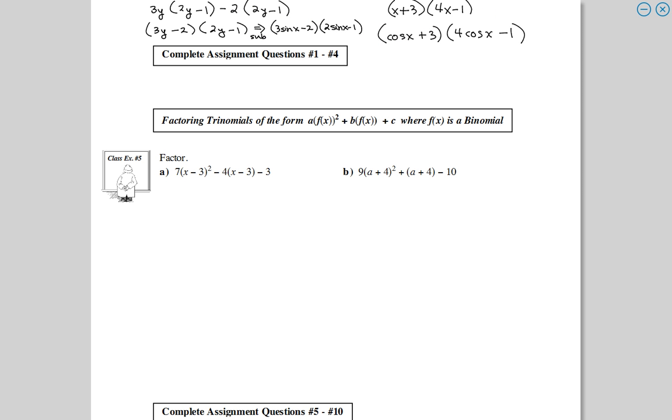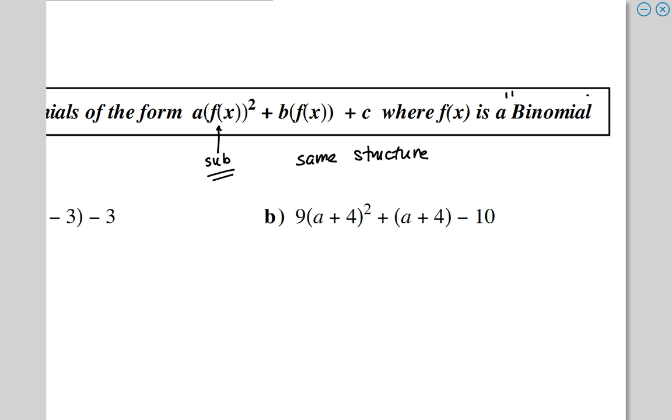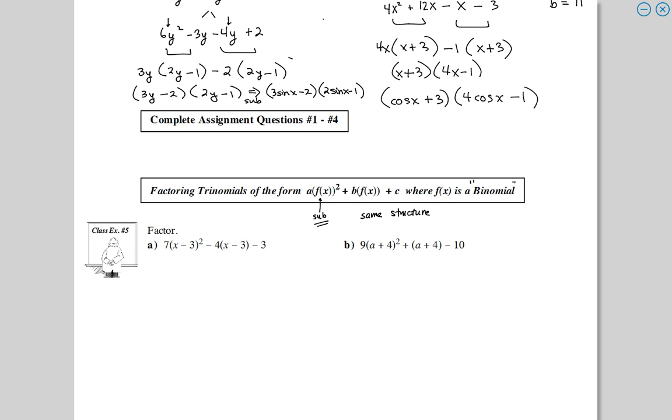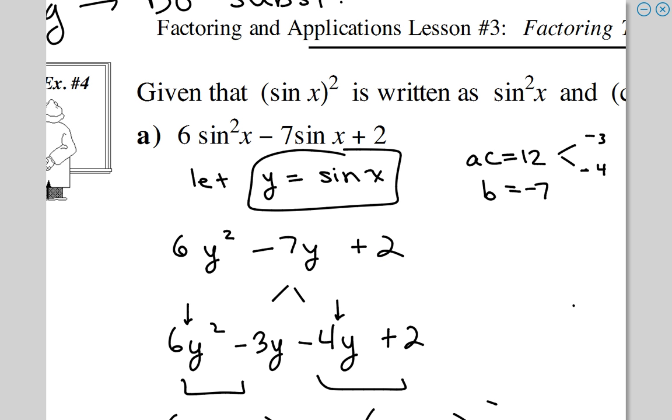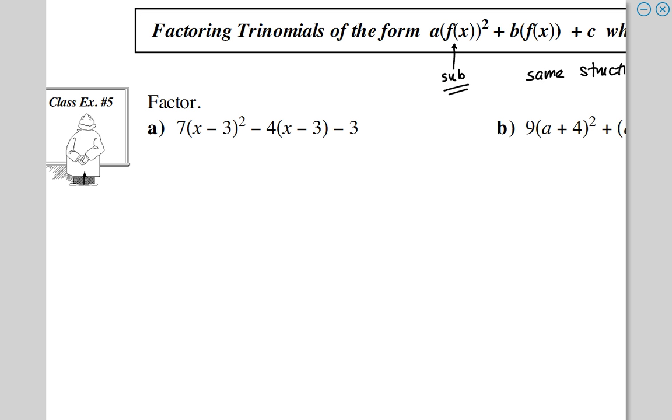Okay, now factoring when this function's a binomial. So again, same kind of structure. This is the substitution that we've been doing. Same structure. So we have the same factoring patterns. Okay, but this time we have a binomial. So no different than if it's sine. I could put log in there. I could put any function I could think of. It does not matter. The factoring is still the same.